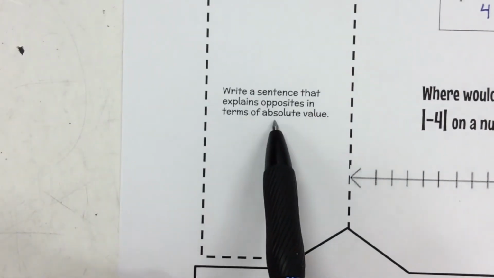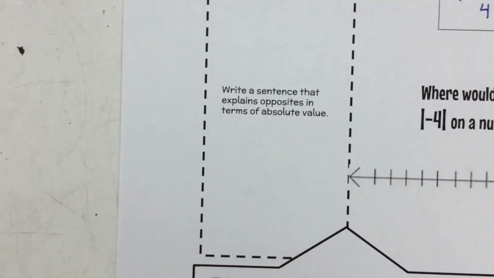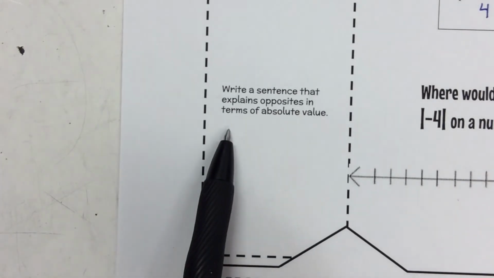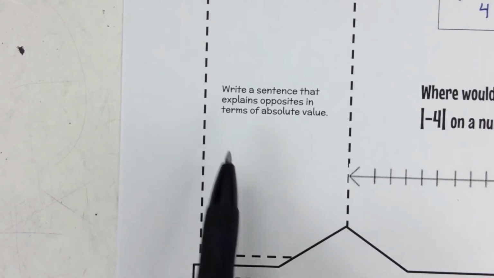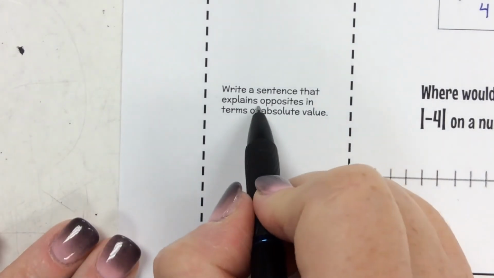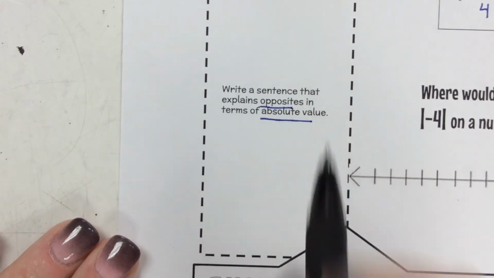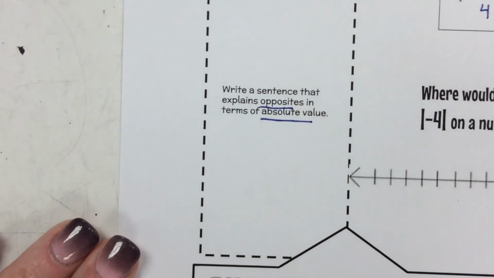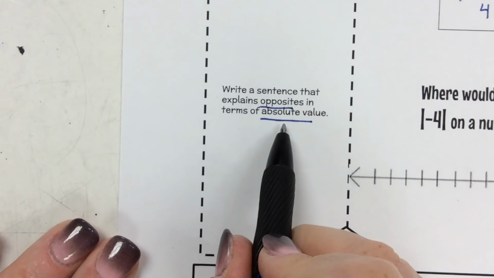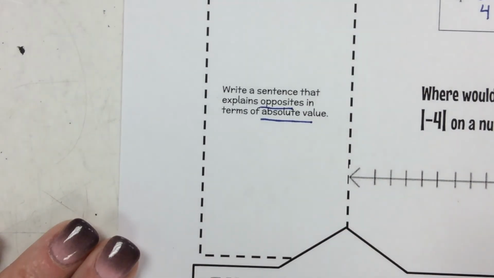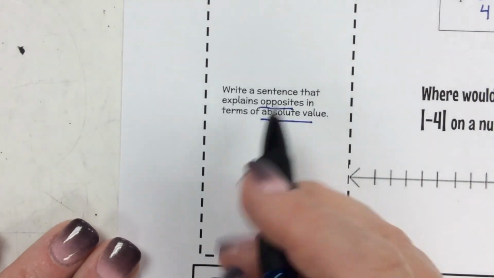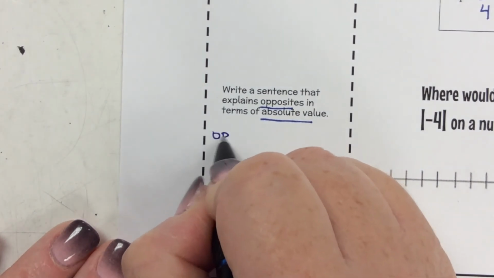Right here. Write a sentence that explains opposites in terms of absolute value. Meaning, how are they related? And I'm going to help you with this one, okay? Because I want you to have the wording down and make sense of it, okay? So we're talking about both of them together. We know the opposites are two numbers that have the same distance from 0. But absolute value is the distance from 0.